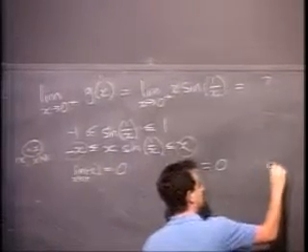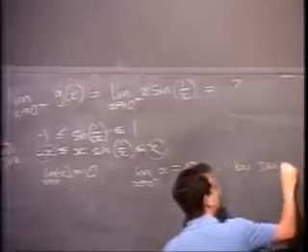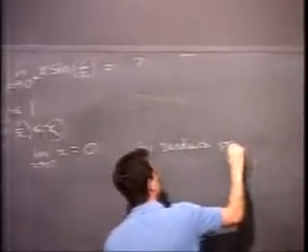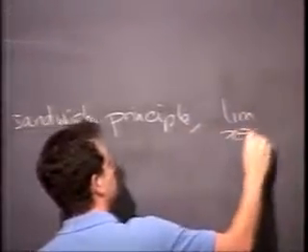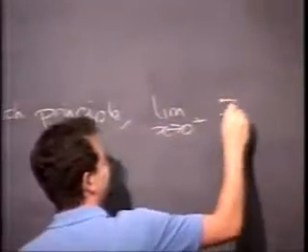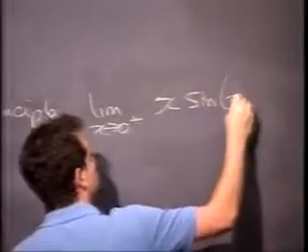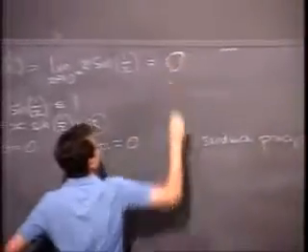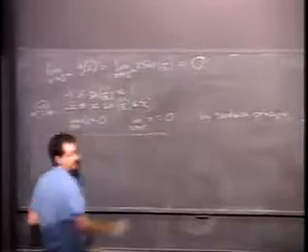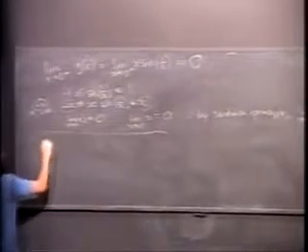So because they both get squished together to 0, and this is in the middle, it also gets squished. Therefore, by the sandwich principle or the squeeze principle, the right-hand limit is 0. Okay, that takes care of the right-hand limit. I'll fill that in there. What about the left-hand limit? Surely the same argument works. Well, it does, but you just have to be a little careful.